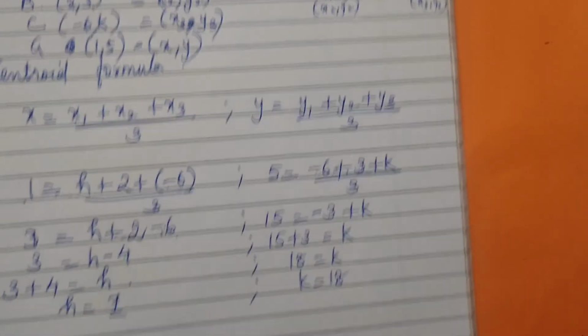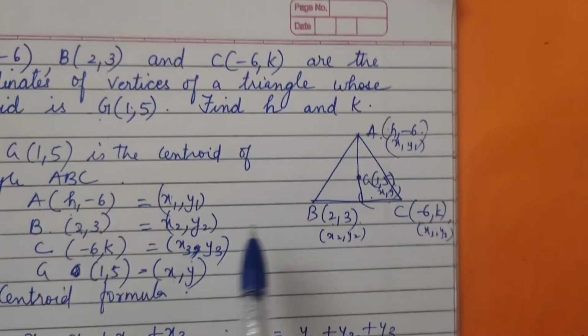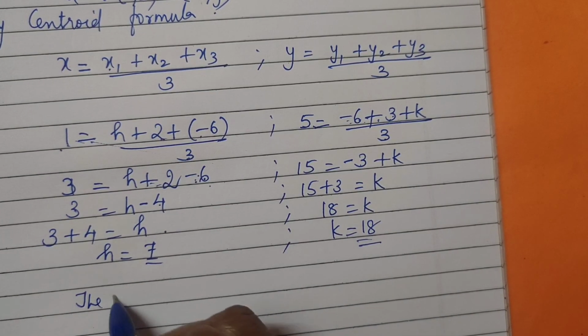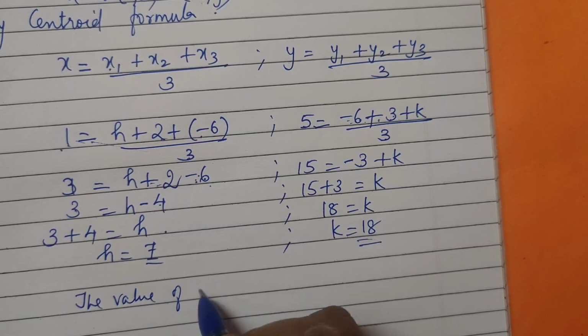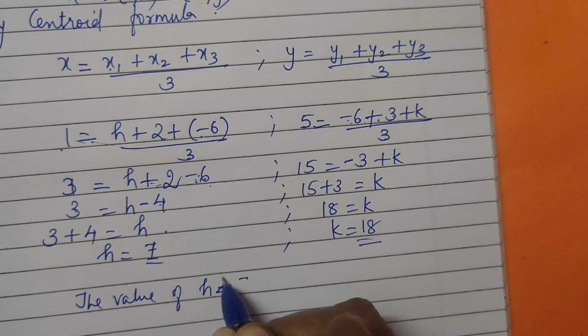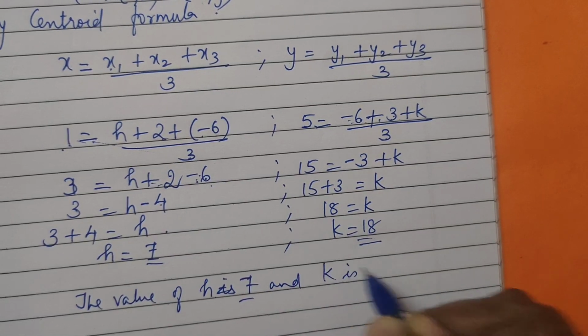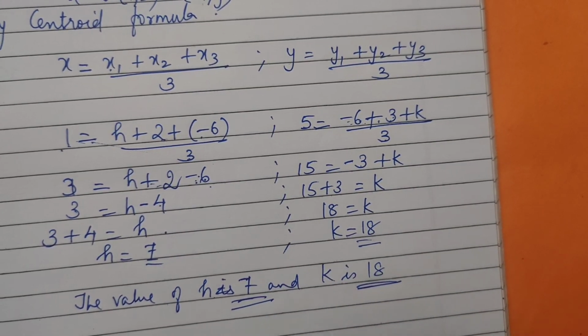So, understood what all the values we got? They asked to find h and k. So we will write it: the value of h is 7 and k is 18. This much only.